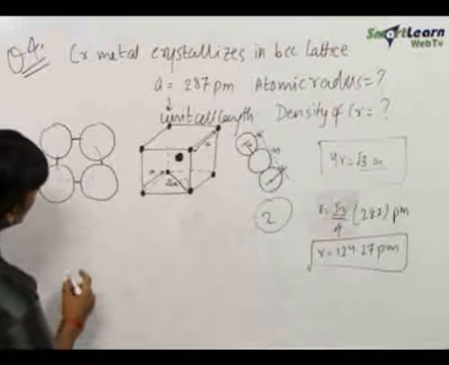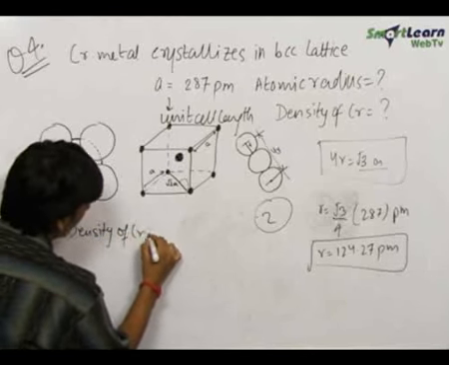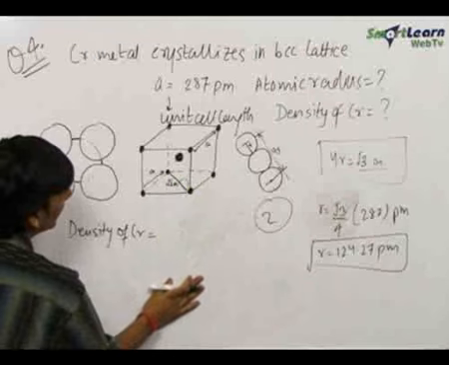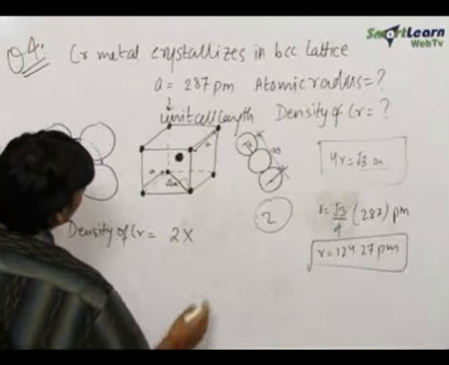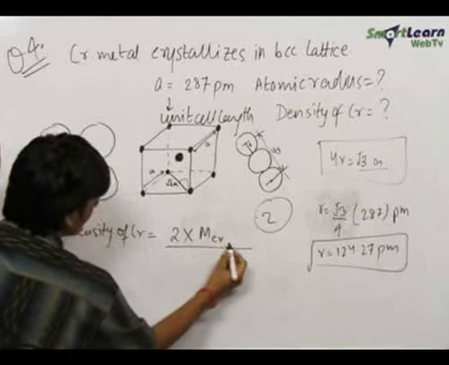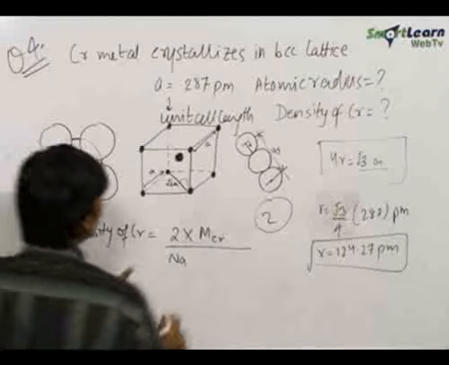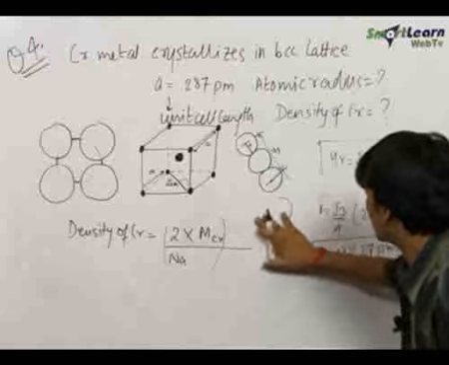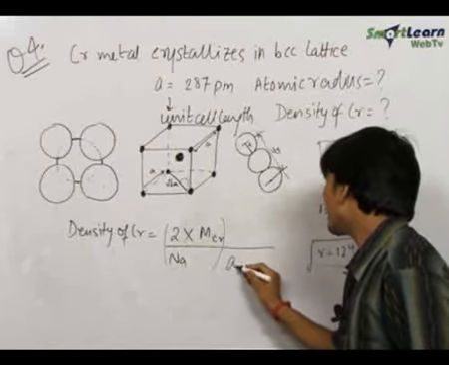Therefore the density can easily be found out as density of chromium equal to mass present in 1 unit cell upon the volume of 1 unit cell. The mass in 1 unit cell is 2 atoms into the molecular weight of chromium upon, we will write it in grams, therefore we divide it by Na for finding out the mass of just 2 atoms. This is the mass divided by the volume, that is a cube.